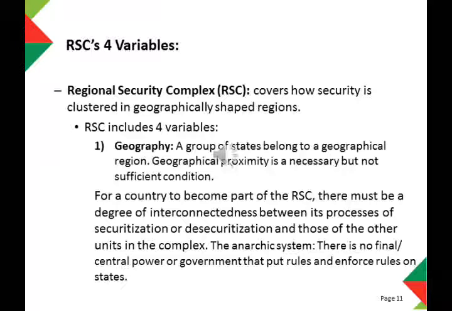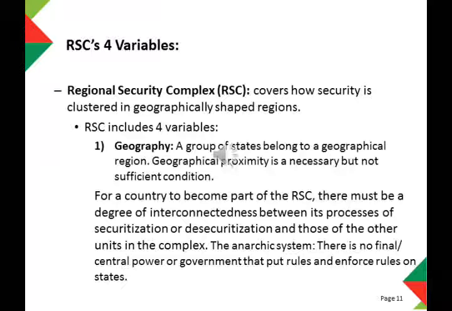The third indicator, which is power polarity, refers to how many major states or major powers exert power in the region. Here, Buzan and Weaver borrowed the idea of power polarity from neorealism and adapted it to the regional level. So within a regional security complex, we can talk about a bipolar regional system or unipolar regional system or multipolar regional system.